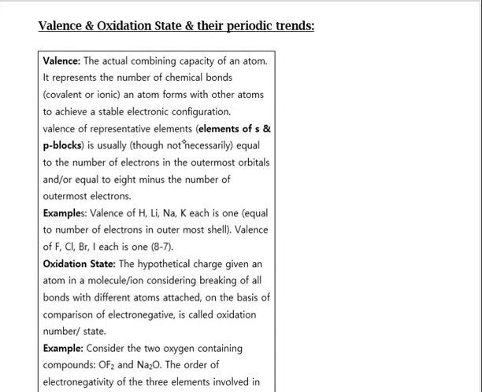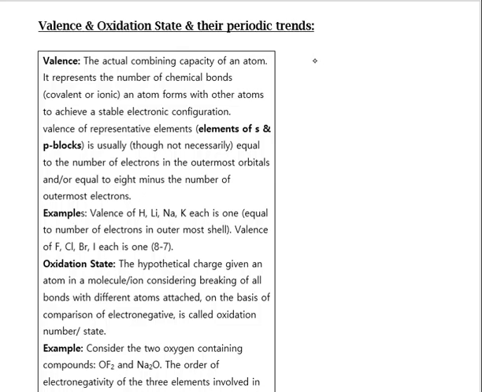Valence of representative elements such as s block and p block elements is usually equal to the number of valence electrons in the outermost orbital, or equal to 8 minus the number of outermost shell electrons.